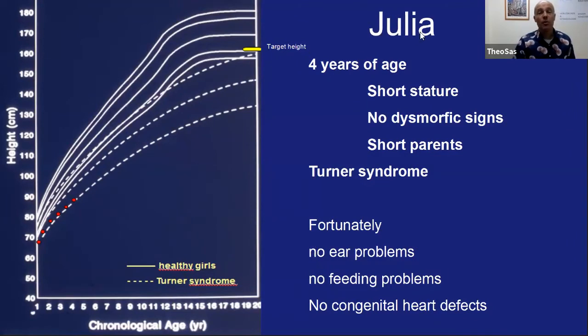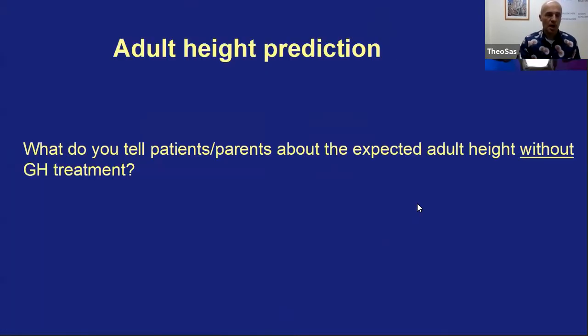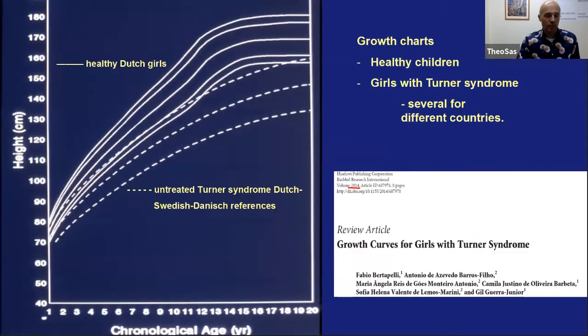So going back to our patient, fortunately there are no other problems in this girl. Most of the time there are ear problems and feeding problems, but in her case not. She comes to your outpatient clinic because of short stature, and they ask, is it possible to start growth hormone? Why would you start? Of course, first of all, you have to explain to the parents what you expect when you don't give growth hormone.